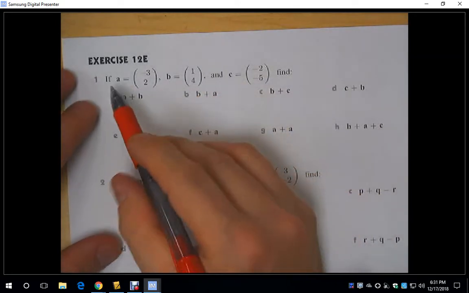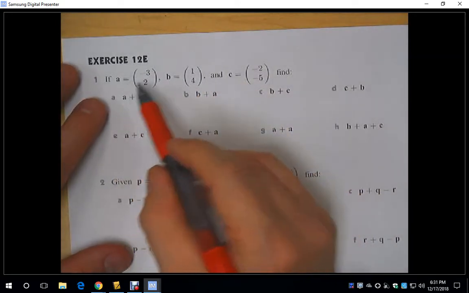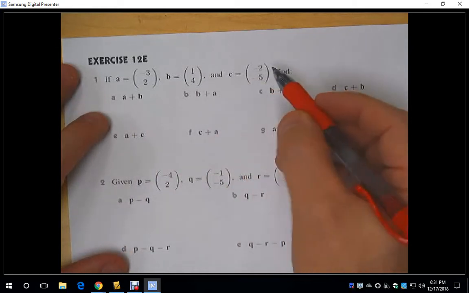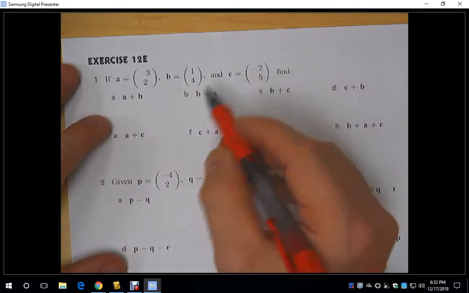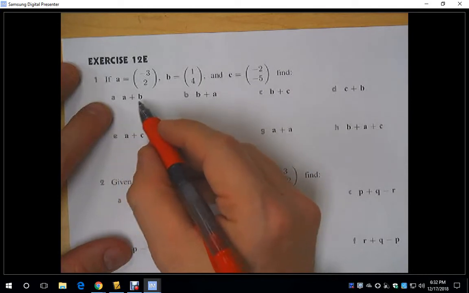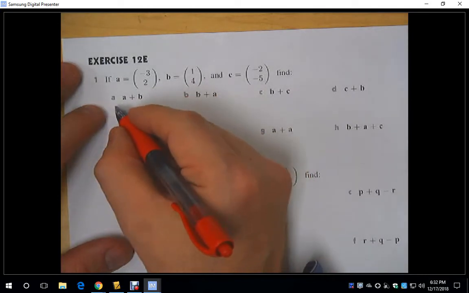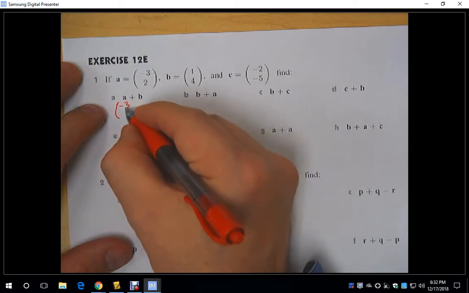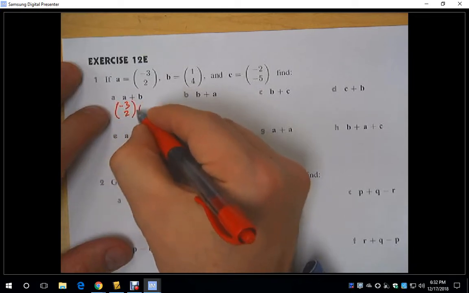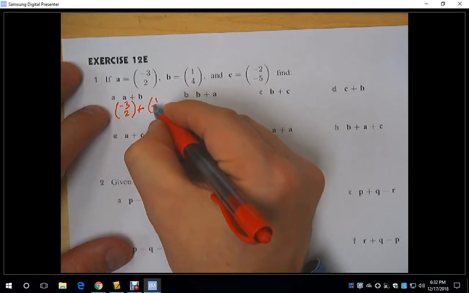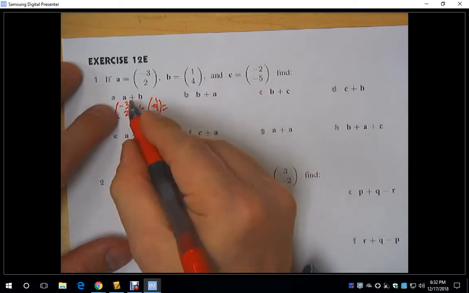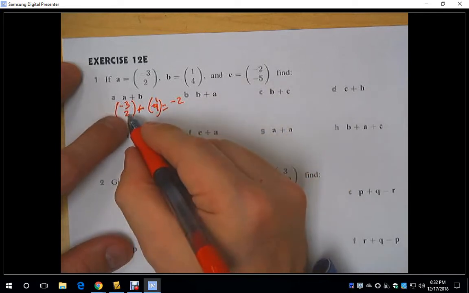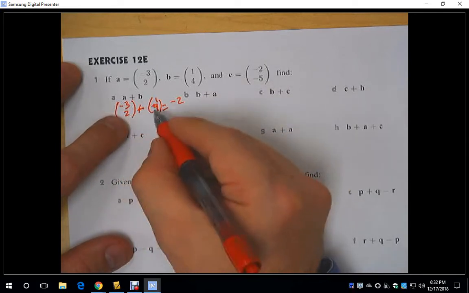So I know that I have a vector a of (-3, 2). I have another vector b of (1, 4). I have another vector c of (-2, -5). And I want to find vector a plus b. Well, vector a plus b in component form is (-3, 2) plus b, which is (1, 4). And then we just add our x values to get a new x value. That would be -2. And then 2 plus 4 gives us 6.